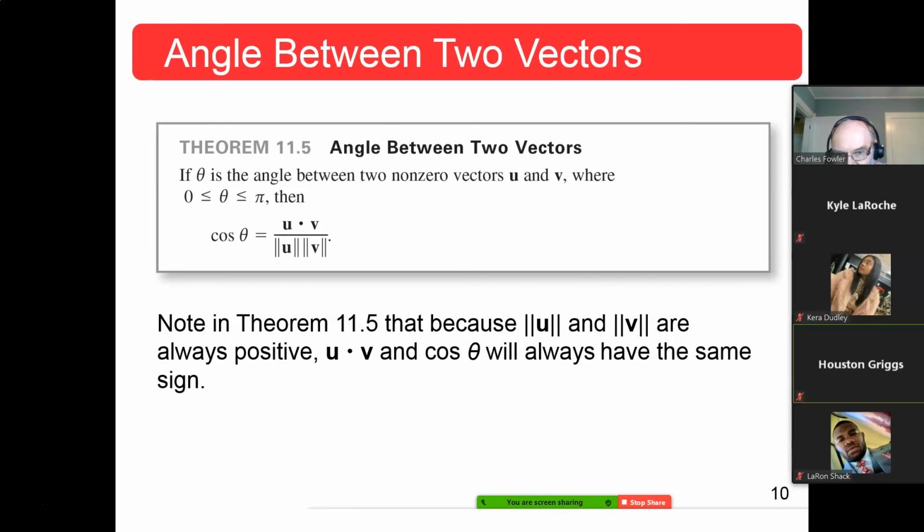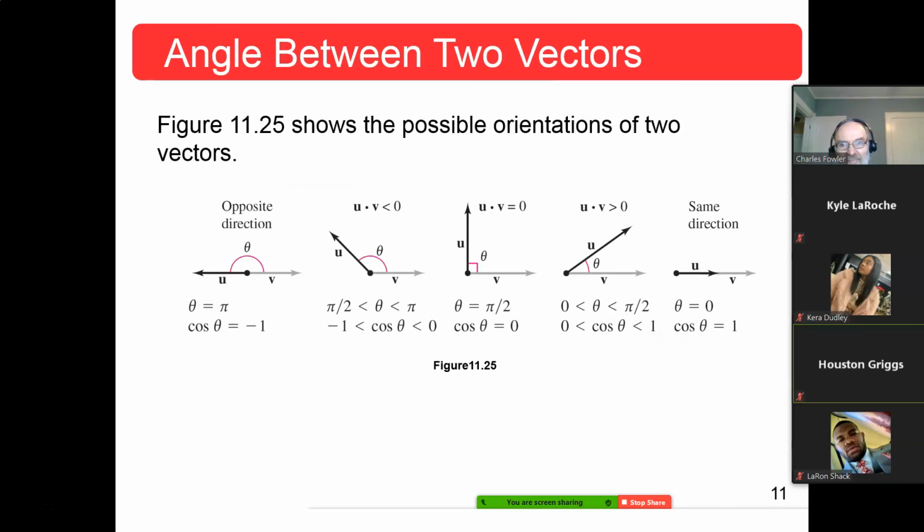Now it says, note that the theorem 11, because magnitude of u and magnitude of v are always positive, remember a magnitude is always positive, u dot v and the cosine of theta will always have the same sign. So if u dot v is negative, that means cosine theta is negative. That means theta is between, well wait, we don't use negative angles, so we'll get to that later. But they always have the same sign.